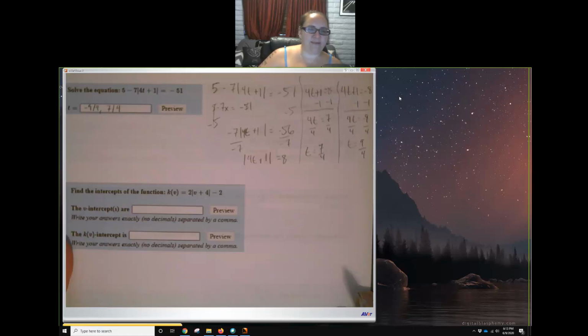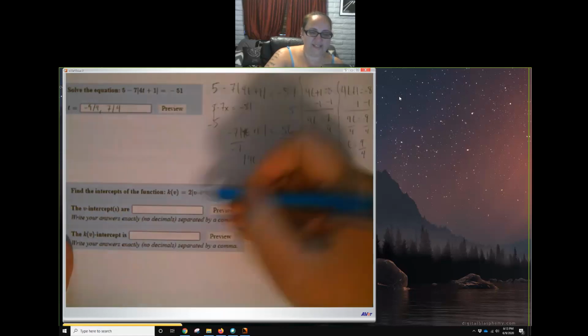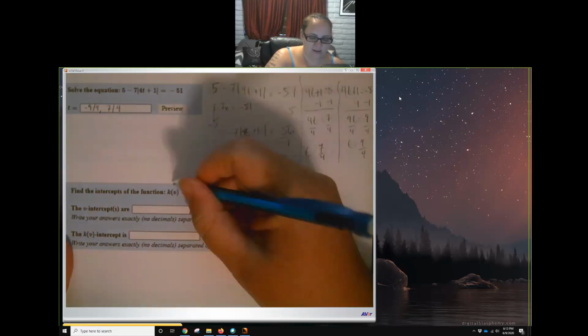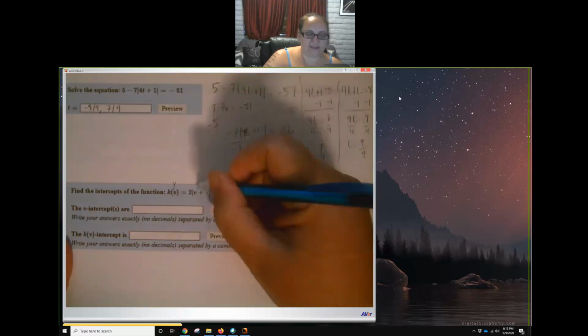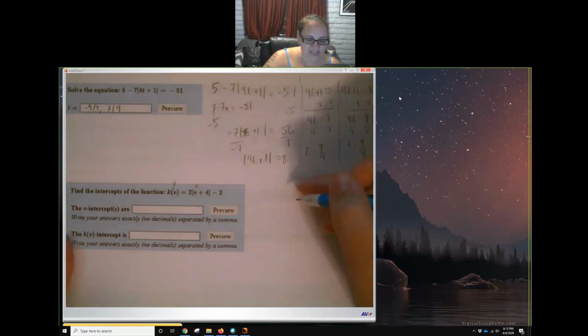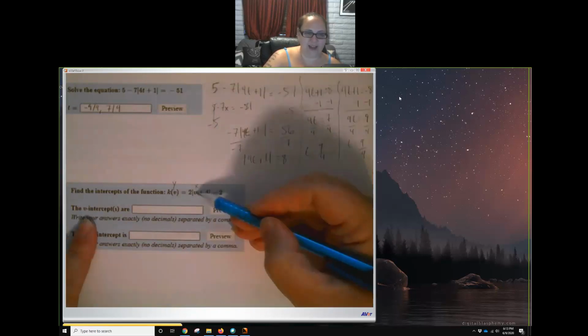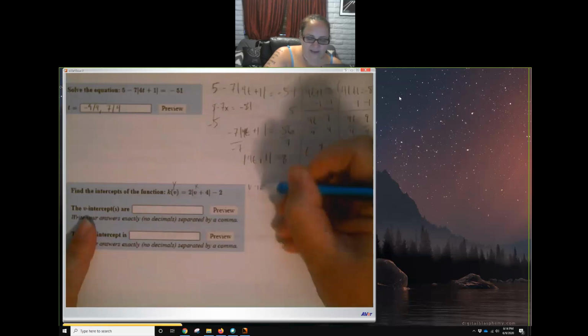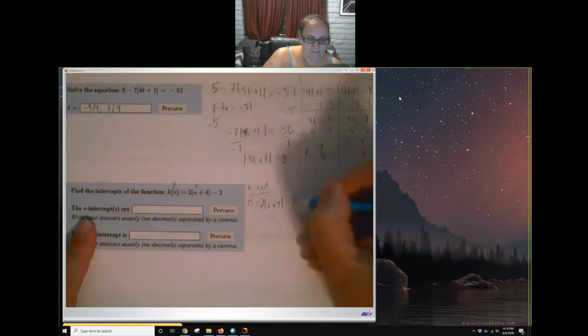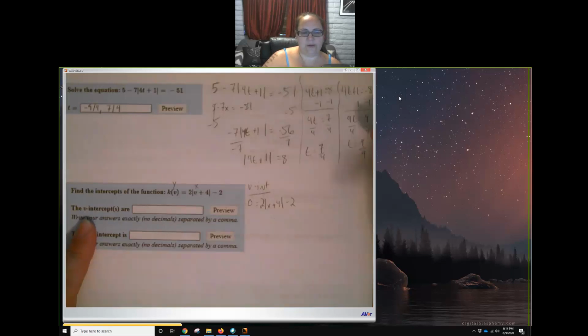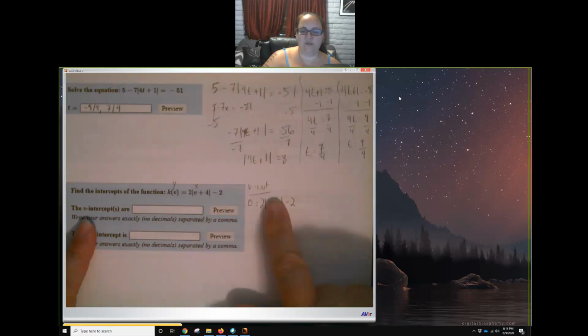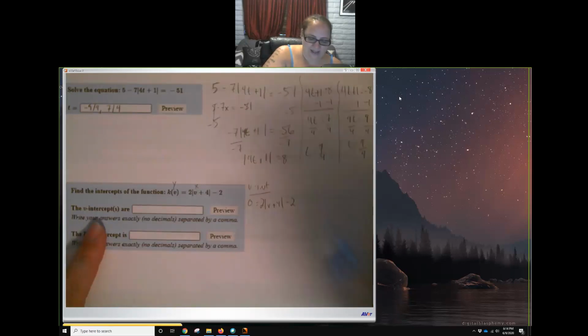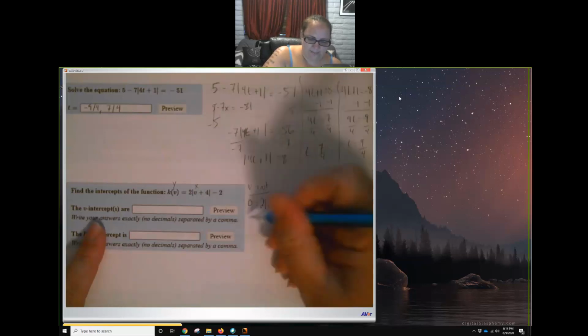All right, so intercepts, remember that this function notation is always y, and this is always x. To find the x-intercept, I set y equal to 0. So to find the v-intercept, I'm going to say 0 equals 2 absolute value of v plus 4 minus 2. Then I'm going to solve this the same way I did the one above. I'm going to isolate the absolute value. To isolate the absolute value, I add this 2.